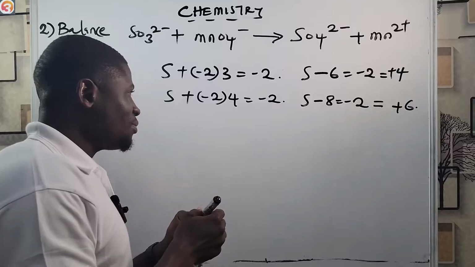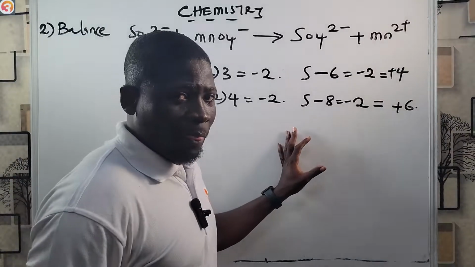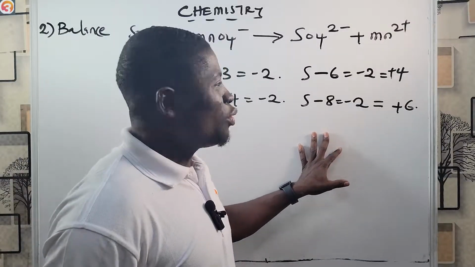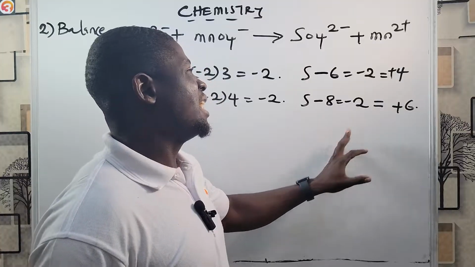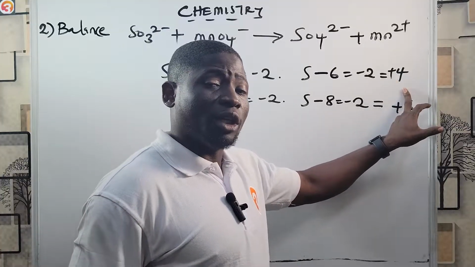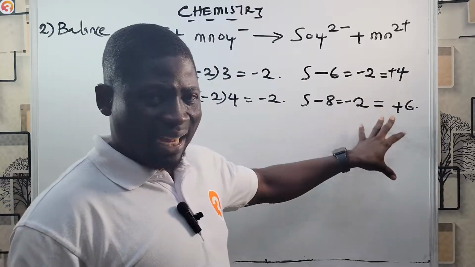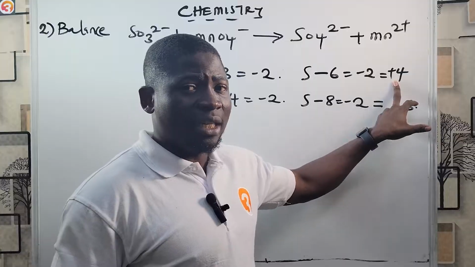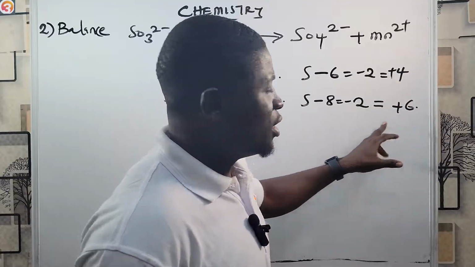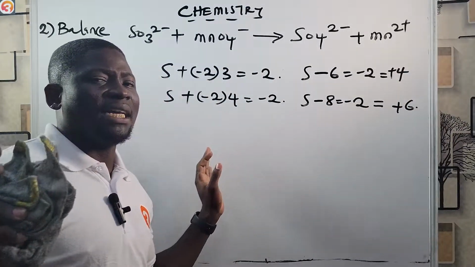So now, sulfur has oxidized because the oxidation state of sulfur has increased from plus 4 to plus 6. So it has lost electrons and it has oxidized from a plus 4 oxidation state to a plus 6 oxidation state. That's how we know that sulfur is the oxidized species.